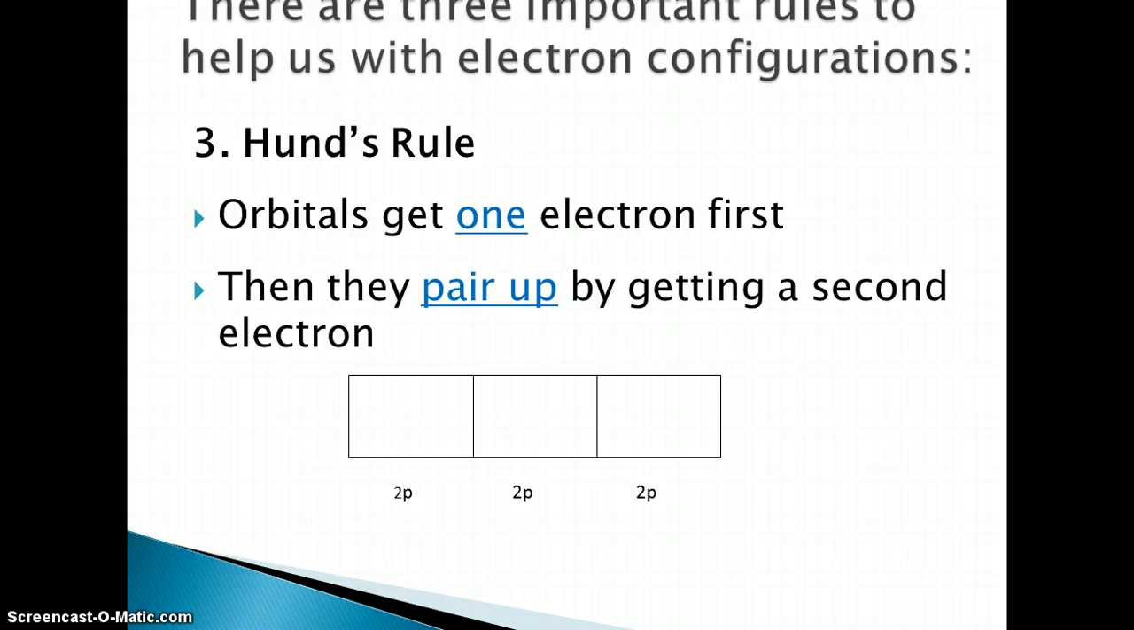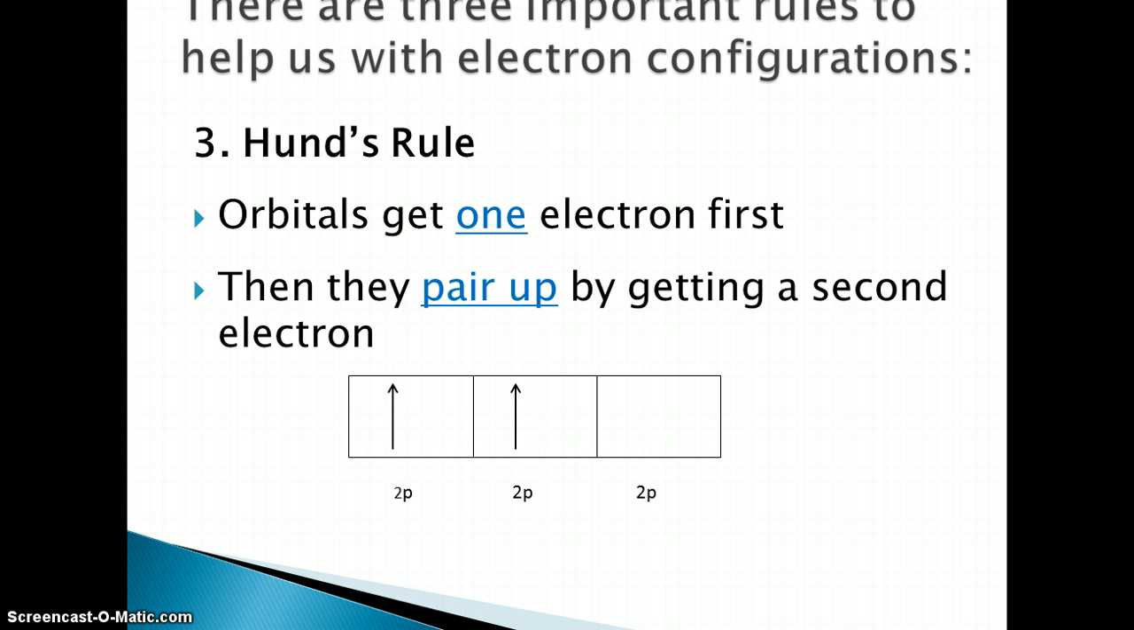The last rule that we're going to talk about is Hund's rule. Hund's rule says that orbitals, each one of these boxes, needs to get 1 electron first, and then they can actually pair up by getting a second electron. So for example, if I were to fill these boxes down here with electrons, I would need to start at the left, then do another up arrow in the middle, then do another up arrow in the right box. Then once I've filled these 3 arrows, I could go back to the first box over here and put a down arrow, and then the next down arrow, and then the next down arrow.